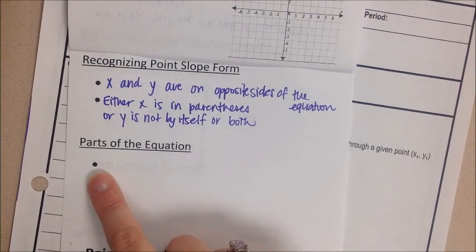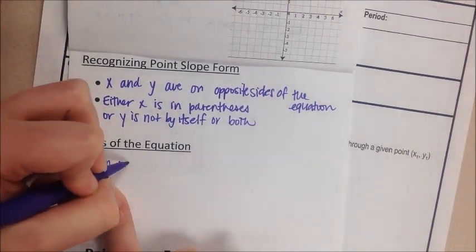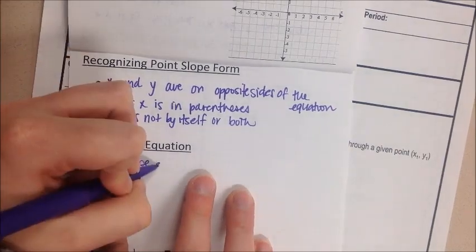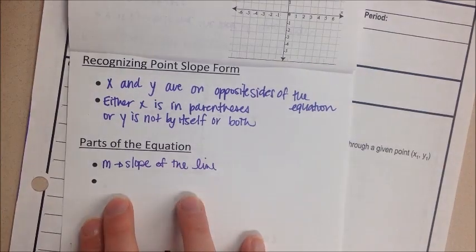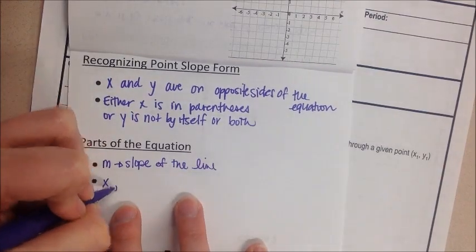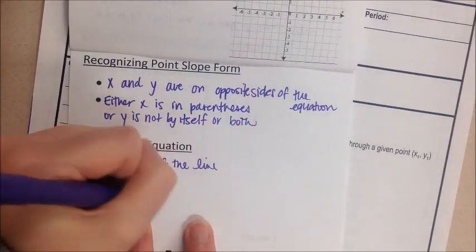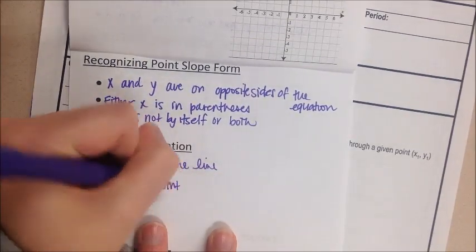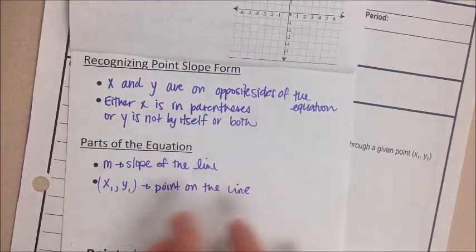For the parts of our equation, we have m, that's still the slope of the line. And then (x1, y1) is a point on the line, and that will be given to you.